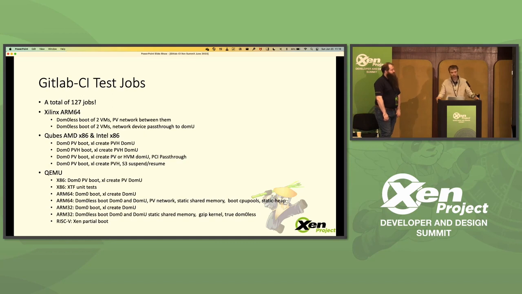So on x86, we have XTF tests, and we have Dom0 booting and creating guests. On ARM64, we really have too many to name. So we have Dom0 booting and creating guests, Dom0-less boots, Dom0-less boot with PV network, static shared memory between guests, CPU pools, static heap. We even have true Dom0-less tests without a Dom0, and Dom0-less only. And we're starting to have RISC-V tests that test basically as far as Xen is able to boot on RISC-V. And PowerPC now. And PowerPC as of this week, yes.